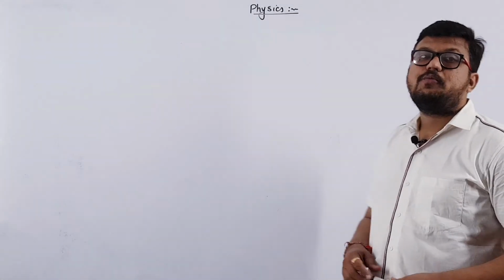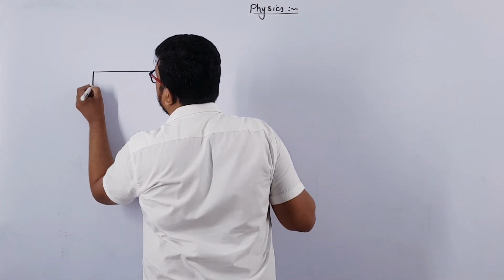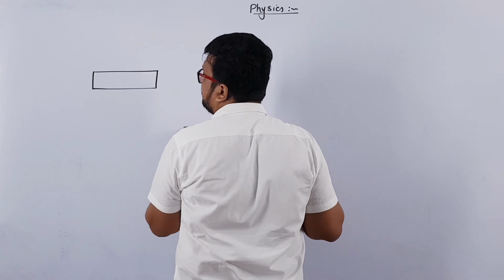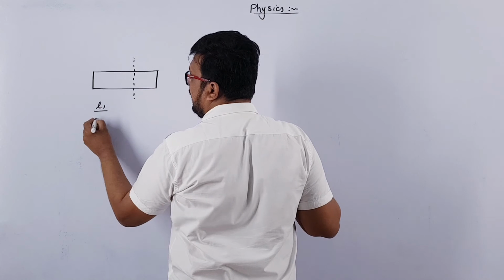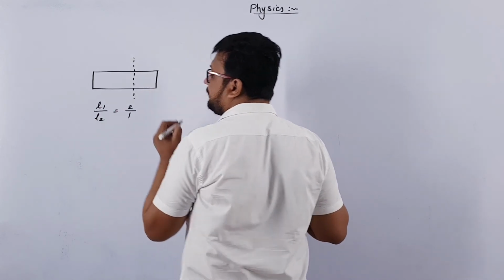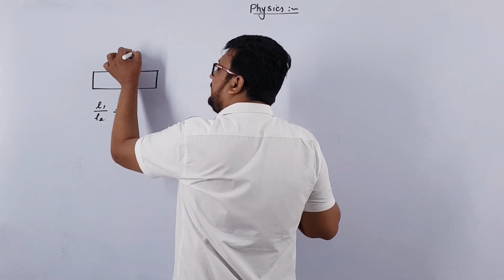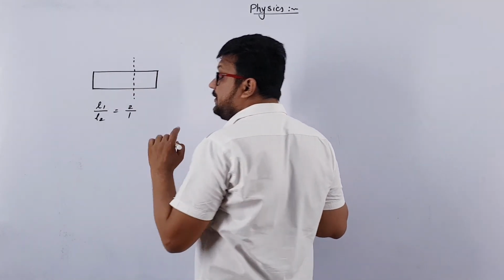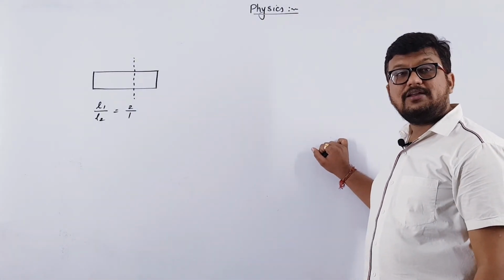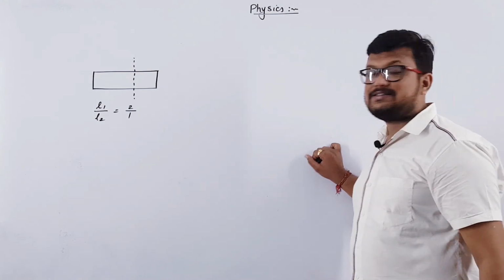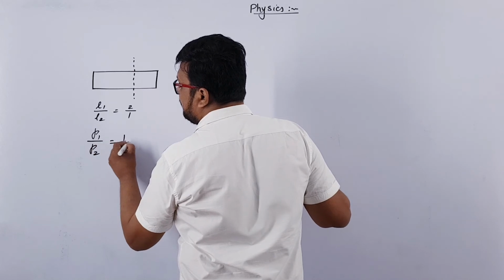Now let us discuss a few more MCQs. The first one is, suppose we have a bar magnet and its pole strength is P. Now if we cut this bar magnet in such a way that the ratio of their length L1 is to L2 is 2:1, then what will be the ratio of their pole strength? Remember here, when a bar magnet is cut perpendicular to its length, then its pole strength will always remain the same. So your ratio of pole strength P1 is to P2 will always be 1:1.